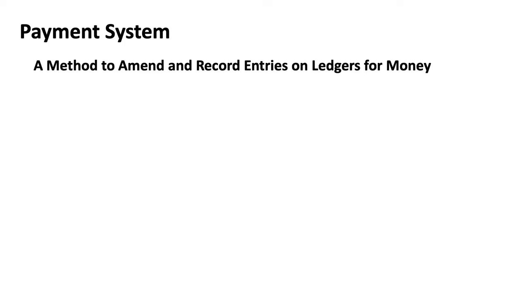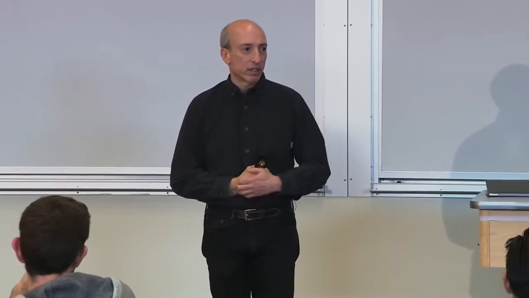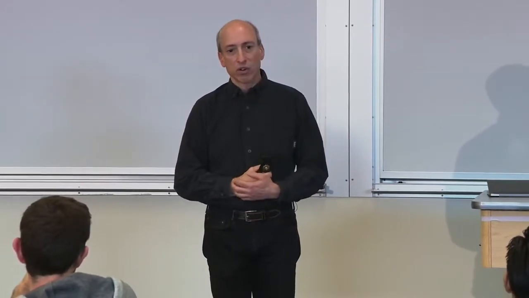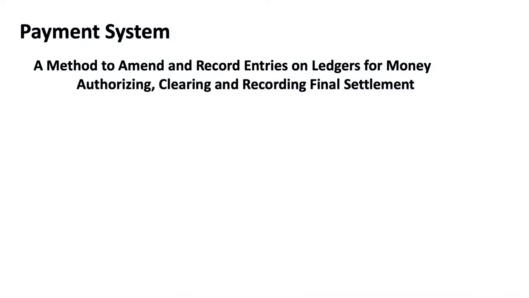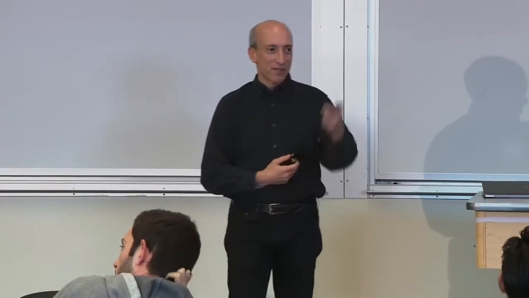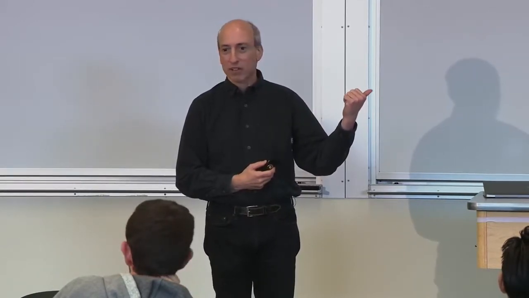So payment systems. Again, what is a payment system? It is moving money, of course, but on some level it is a way to amend and record entries on ledgers, because a ledger is how we keep money now. Certainly in the digital world, it's always recorded on some ledger somewhere. So there's an authorization phase, there's a clearing phase, and then final settlement. Does anybody want to take a crack other than Aline as to what it means to authorize a payment? Just to authorize a payment.